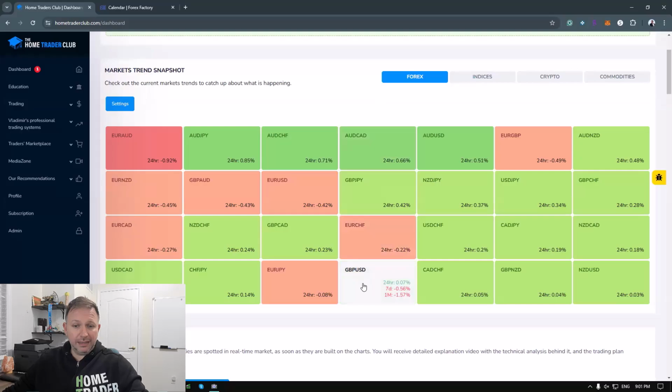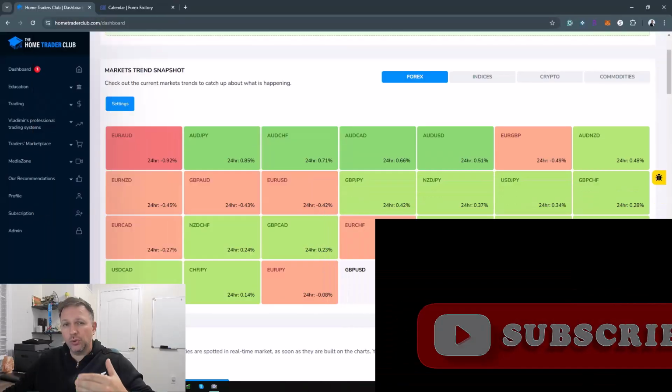In terms of numbers, it's not as bad as the euro, but we can clearly see 1 month is still very negative with over 1.5%. 7 days were more flat, 0.5%. 24 hour actually a little bit positive. So that is usually numbers that show that a bullish correction is coming.